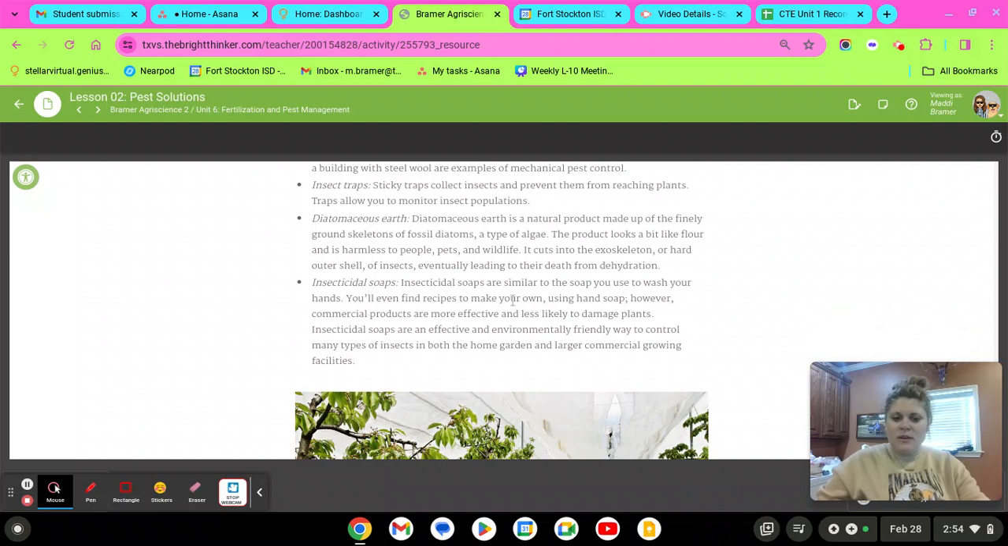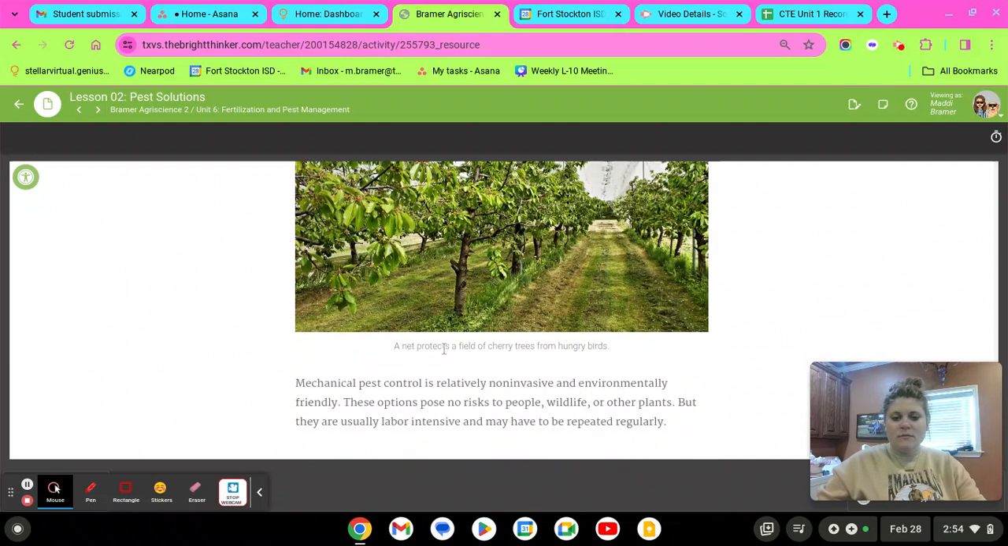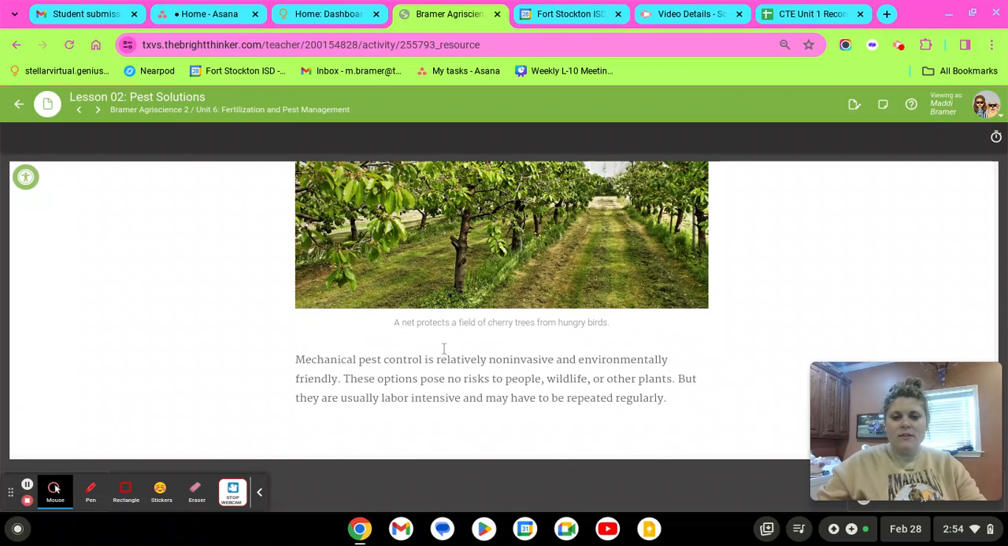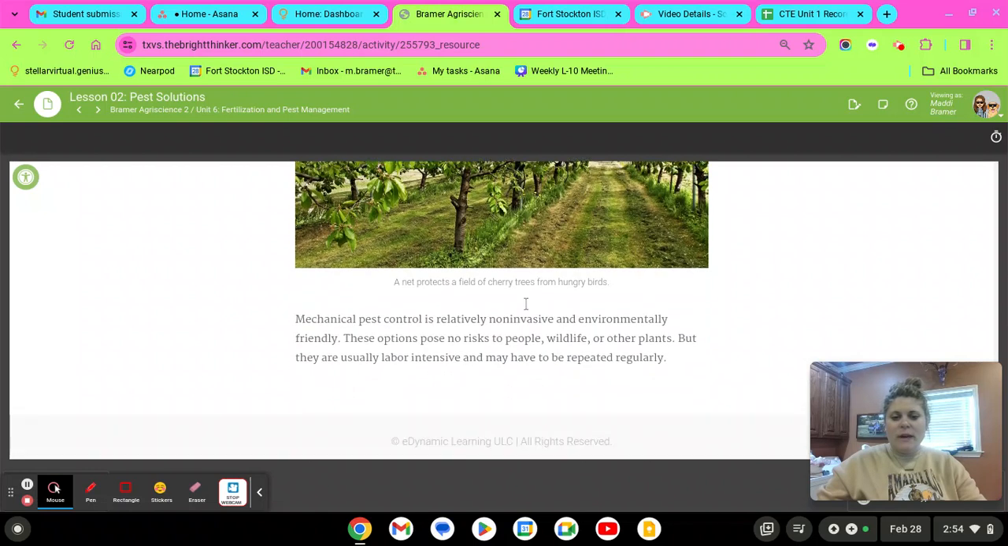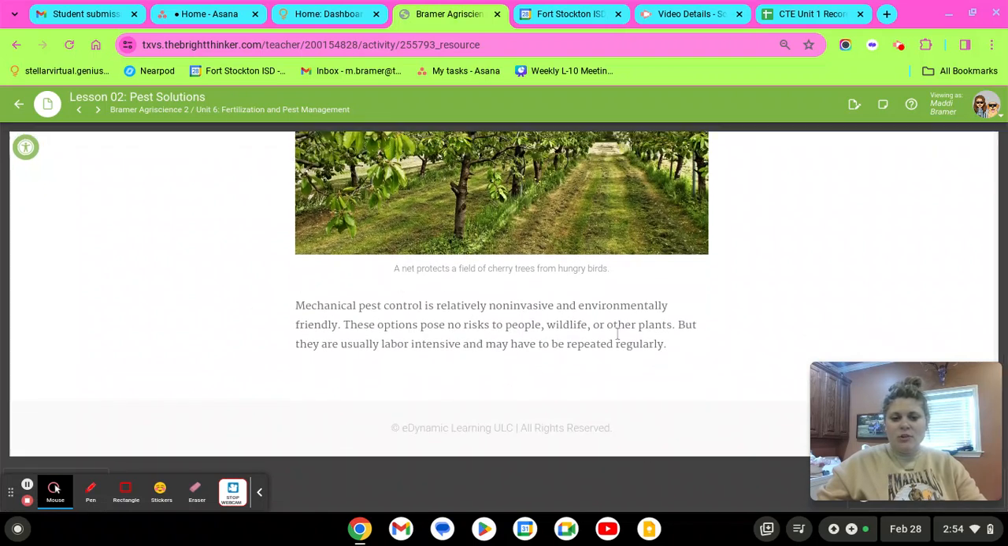Insecticidal soaps. They're similar to the soap you use to wash your hands. You'll even find recipes to make your own. Commercial products are more effective and less likely to damage plants. They're an effective, environmental way to control many insects. So there's a picture of a net. That's a mechanical way to control pests. It's non-invasive and environmentally friendly, and there are really no risks to people, wildlife, or other plants. They're just more labor intensive and time consuming.